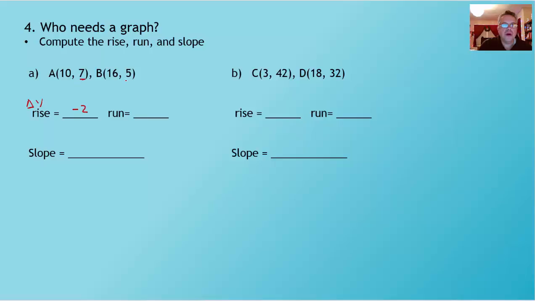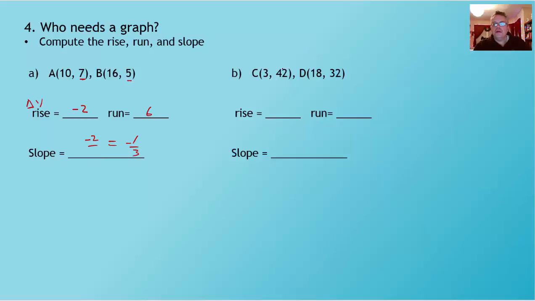So we looked at the Y coordinates. Then it started at 10 and it went up to 16. The run was 6. The X changed by 6. So without even having the graph, we can figure out how much they changed and compute the slope.